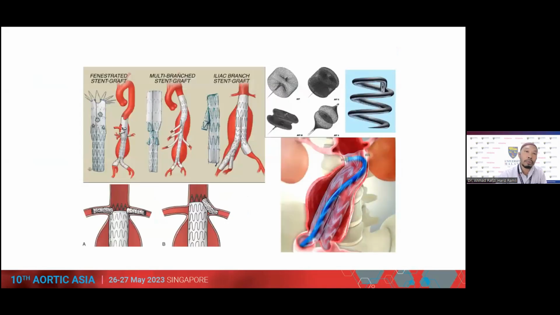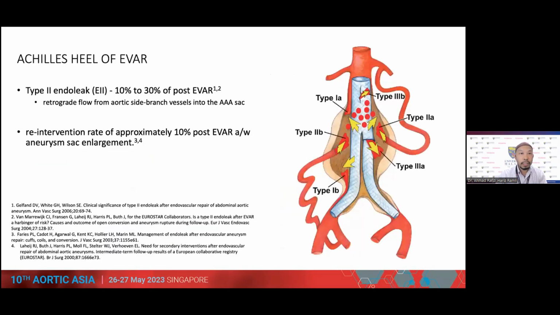All right, and also in my unit, we are moving towards more and more complex repair, where nowadays we do more and more fenestrated EVAR, where we put multiple side branches into the visceral vessels, as shown in the pictures. We can treat more and more suprarenal and also thoracoabdominal AAA.